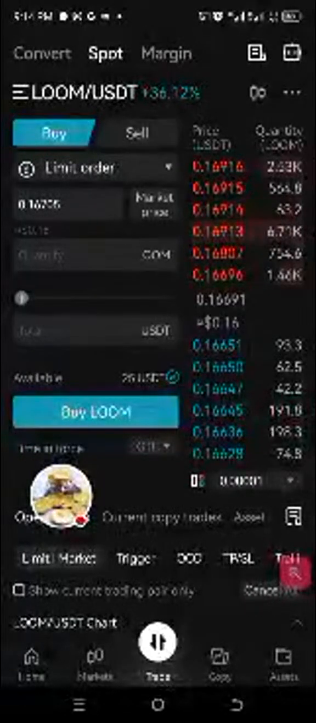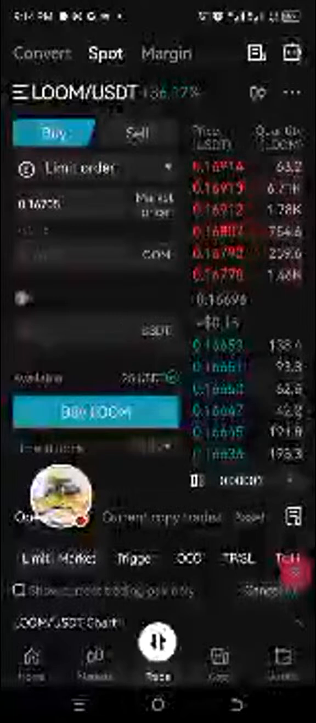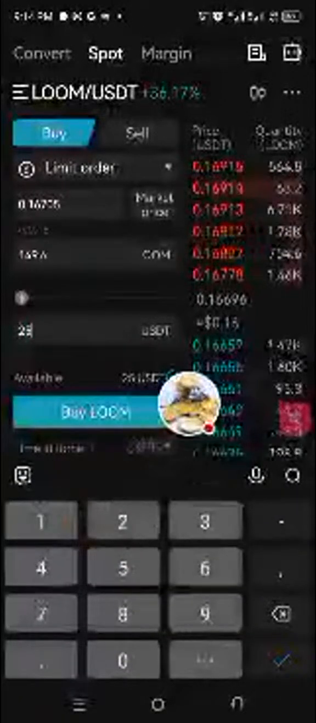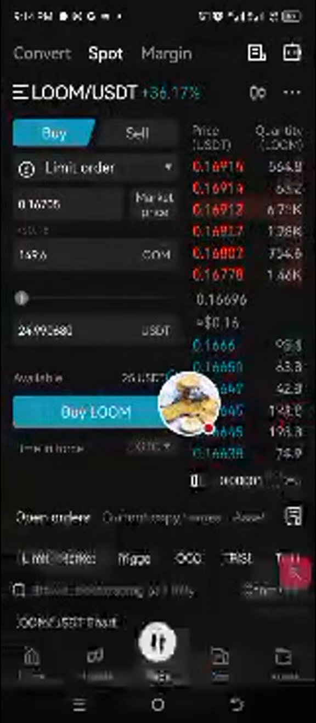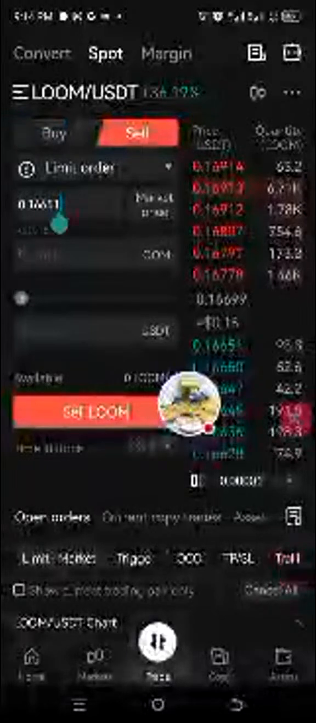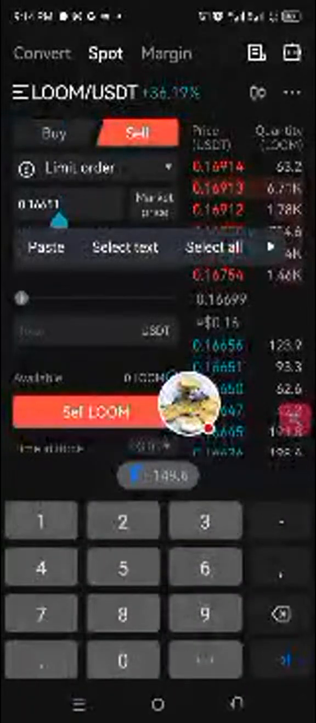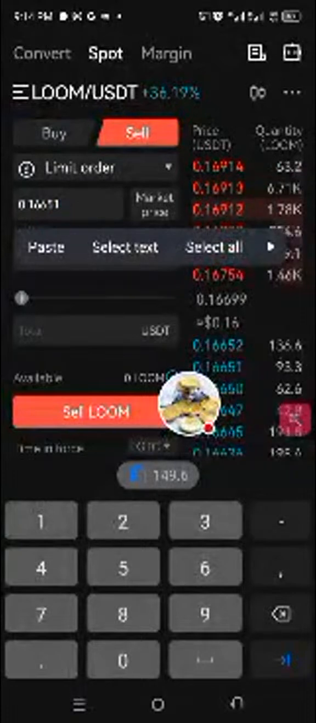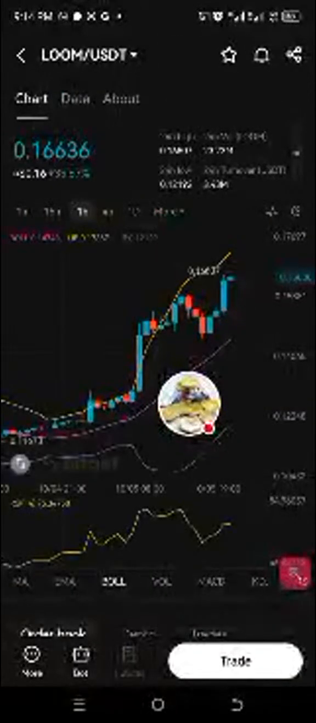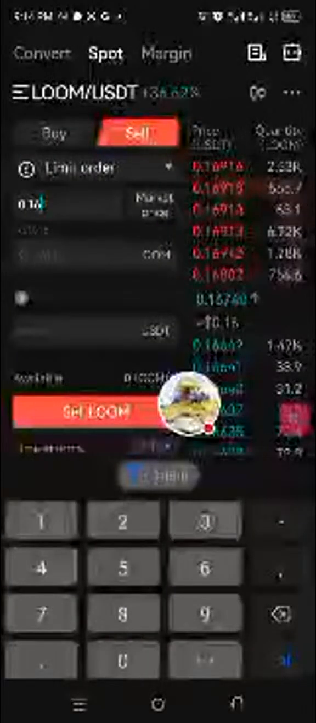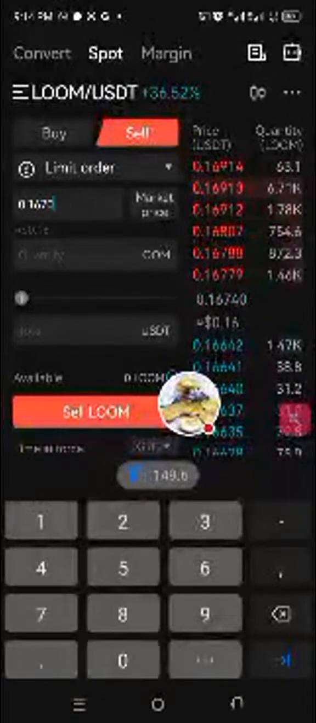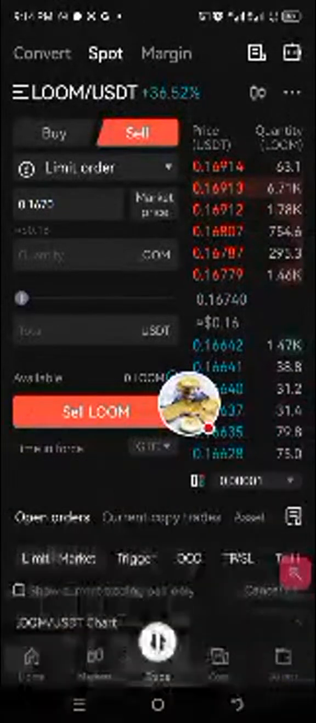We've got $25 here. Let's see what we can do. Let's go ahead. Put in the $25. That's 149.6. Copy. And then let's go to sell and put this at 1680. It went to where? It went to 1680. Okay. So if I put 1670, let me see what that will give me. 1670, and then I paste that LOOM there.